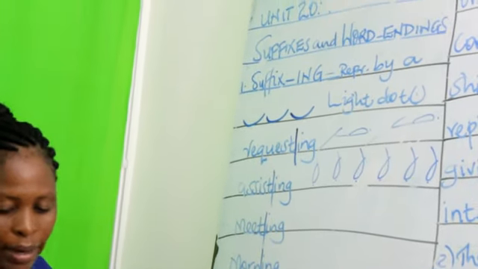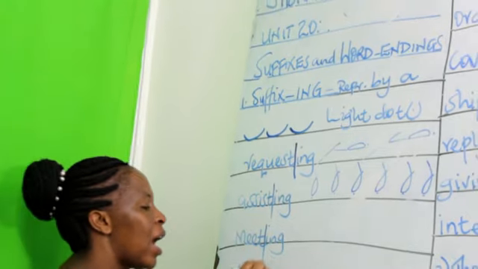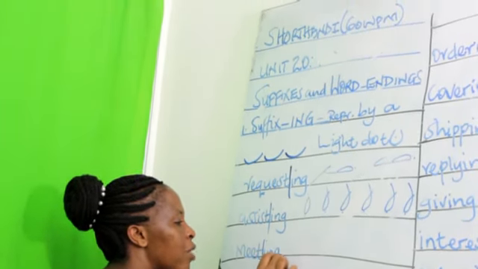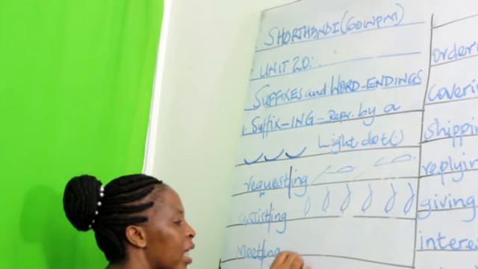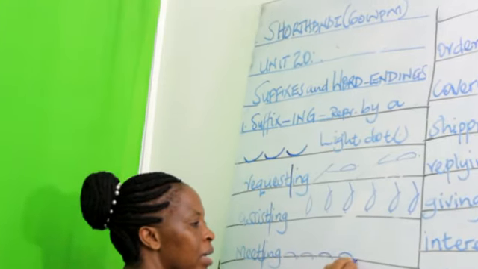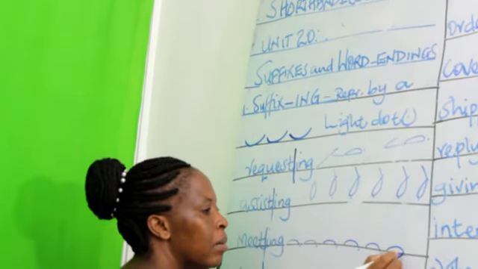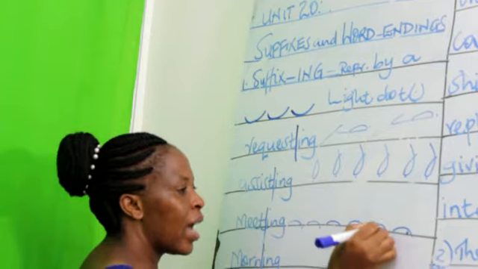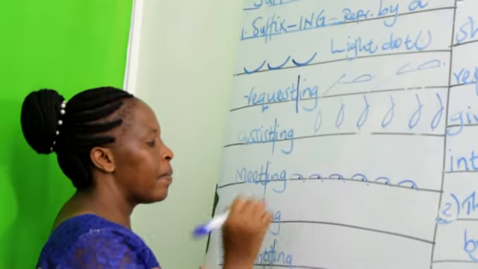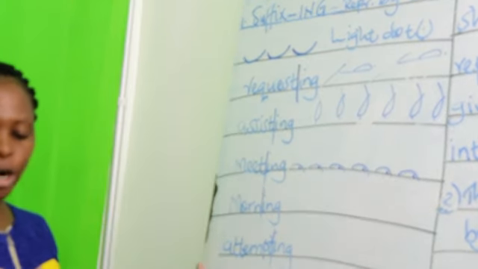We have the word meeting. Meeting is a halved M for the following T, and then we indicate the ing dot at the end. Meeting, meeting. And we have a long E at the end. Meeting.